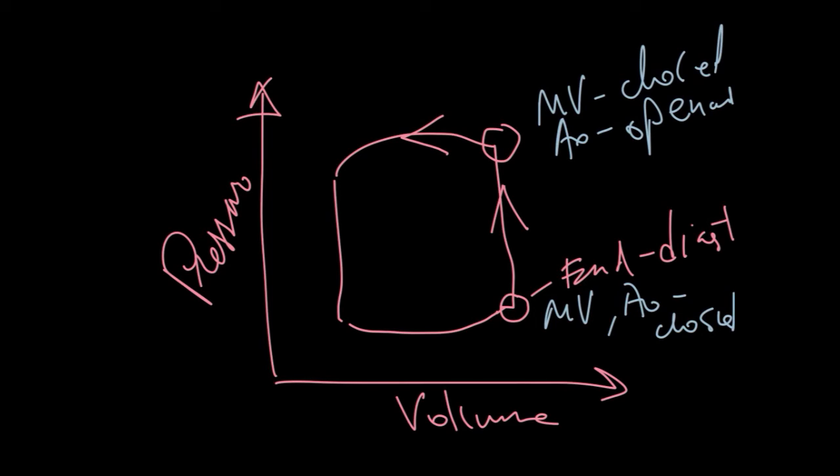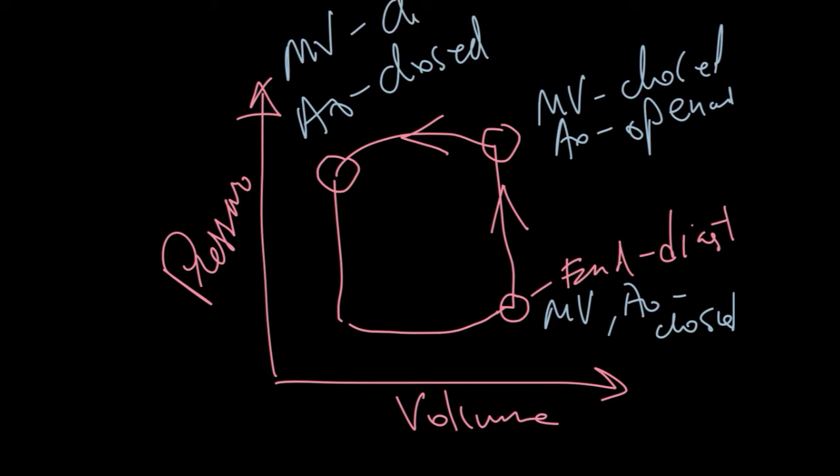This happens until you reach this point over here, where the aortic valve is now closed because the left ventricular pressure has dropped, and now the aortic pressure, or the systemic blood pressure, is higher than the ventricular pressure, so the aortic valve is closed. The mitral valve is still closed. We haven't gotten anywhere to open that yet.